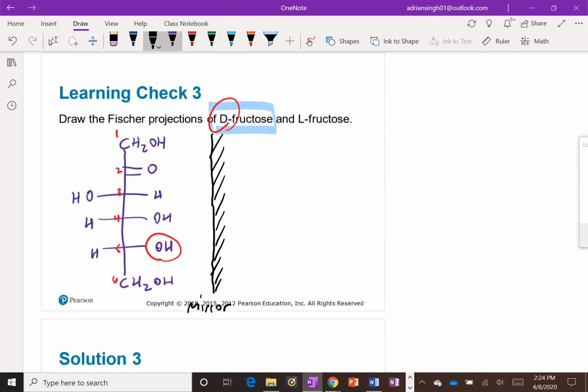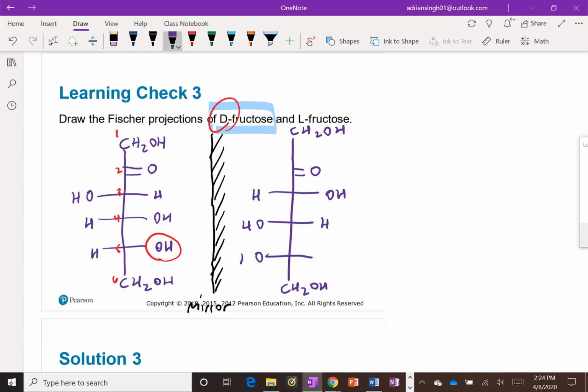So I'm going to have my 6 carbons. And then on each of the chiral carbons, we're just going to switch the positions of the H's and the OH's. All right, so on carbon 3, the H was on the right side, so we're going to put it here on the left. So we reflect it, the OH goes on the other side. On carbon 4 now, the OH is going to be on the left side. Then on carbon 5, the OH is going to be on the left side as well.